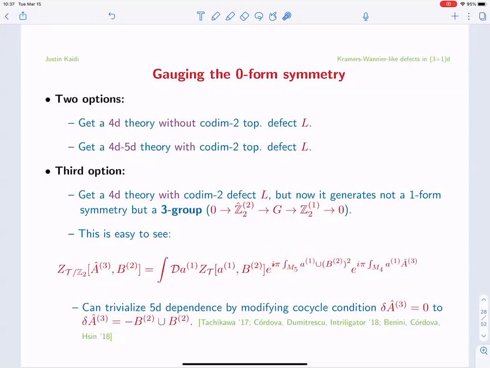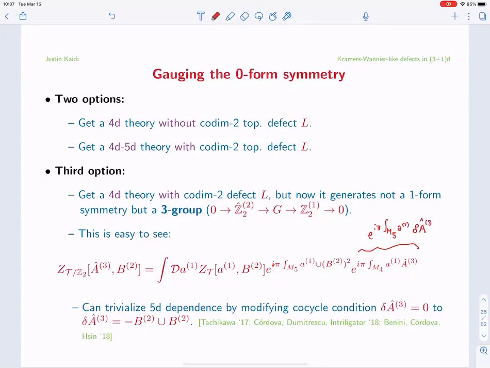And so what about the third option? To have the third option, I need to cancel this M5 dependence while also keeping B2 non-zero. And we see that this is actually possible because of this piece here. In particular, this final term here can be rewritten using Stokes' theorem, as well as the fact that A1 is closed.